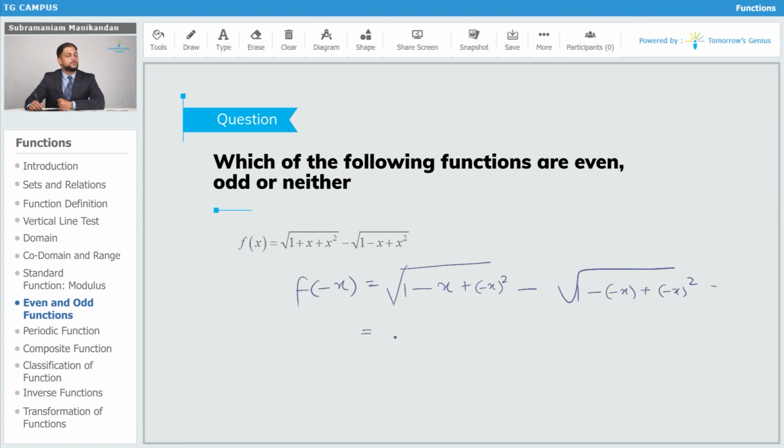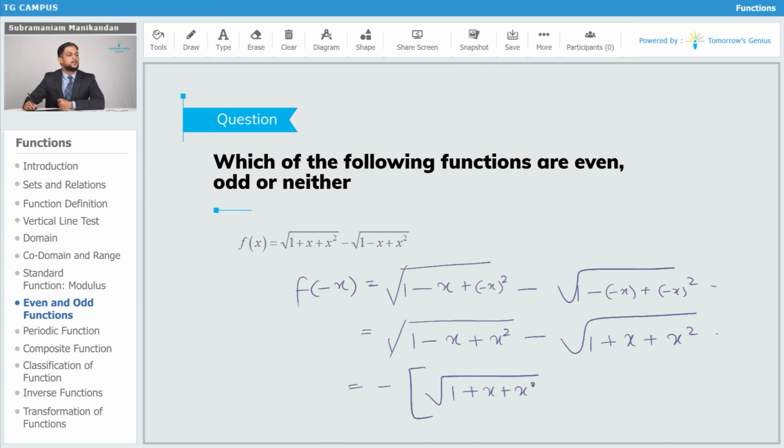So that's equal to the square root of 1 minus x plus x squared minus the square root of 1 plus x squared. So that's equal to minus of the square root of 1 plus x squared minus the square root of 1 minus x plus x squared, which is equal to minus of f of x, and therefore the function is an odd function.